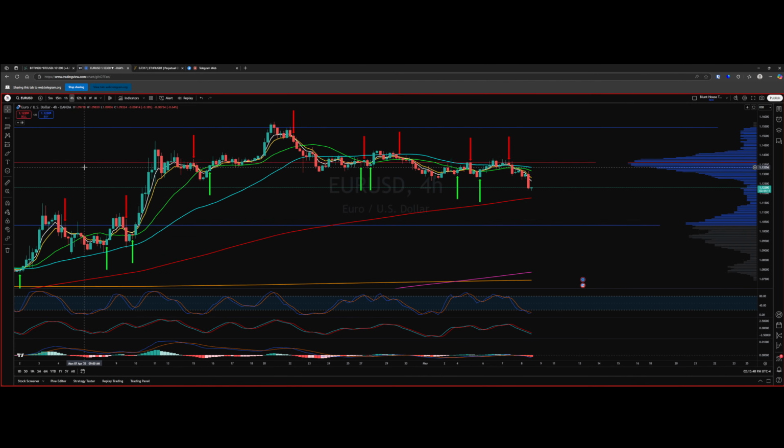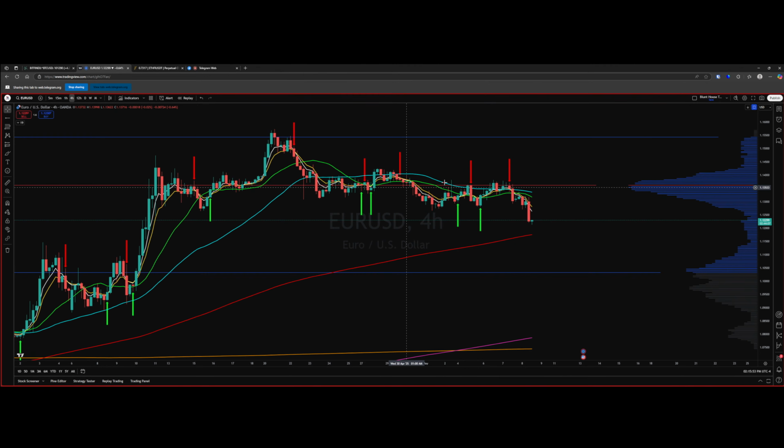Okay, perfect. Look at this. This is your 4-hour chart. Love this. So here's your 50. You're getting all kinds of resistance here at the 50.